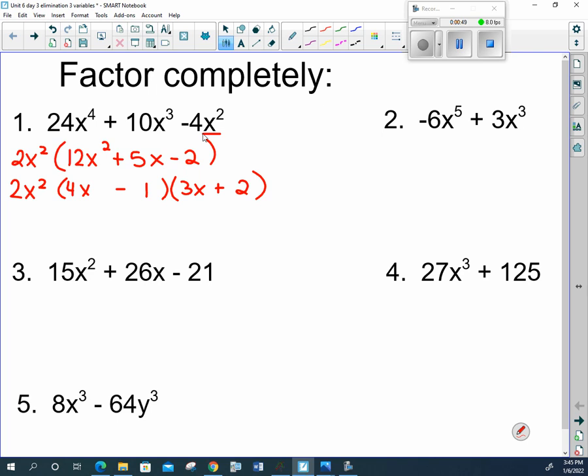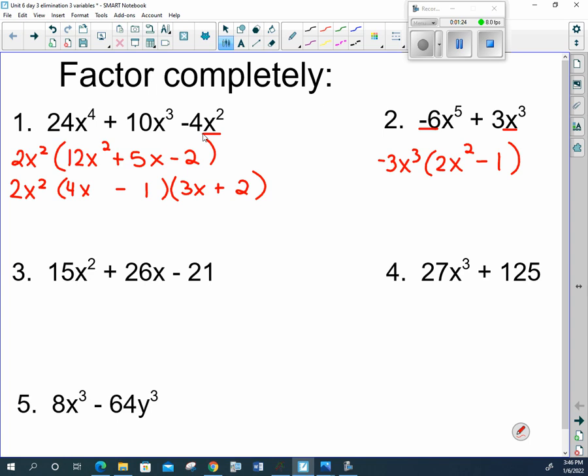Okay, on question number 2, I can tell once again they've all got variables, so I'm going to have a GCF of x to the third. I noticed that the leading term is negative. We really want that leading term to be positive. A lot of the rules that we teach you in different things, they work when the leading coefficient is positive. So instead of using a GCF of a positive 3x to the third, I'm going to use a negative 3x to the third. So negative 3x to the third. And then that's going to leave me with 2x squared minus 1.